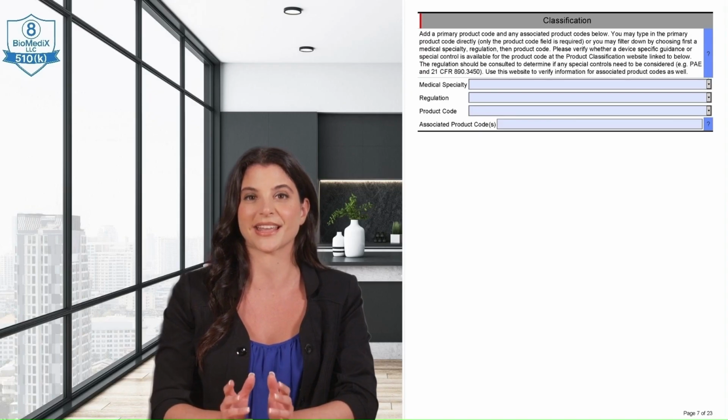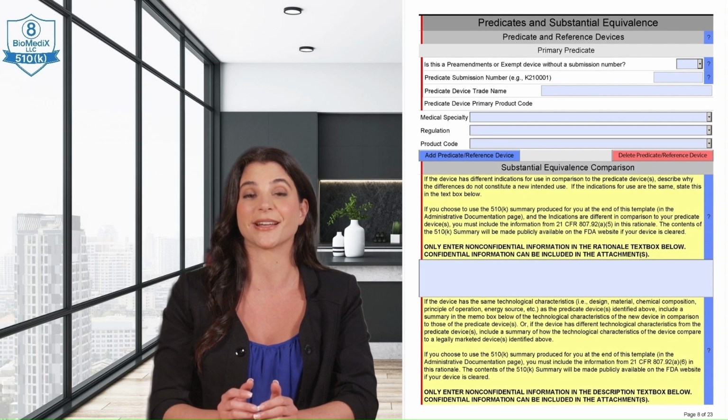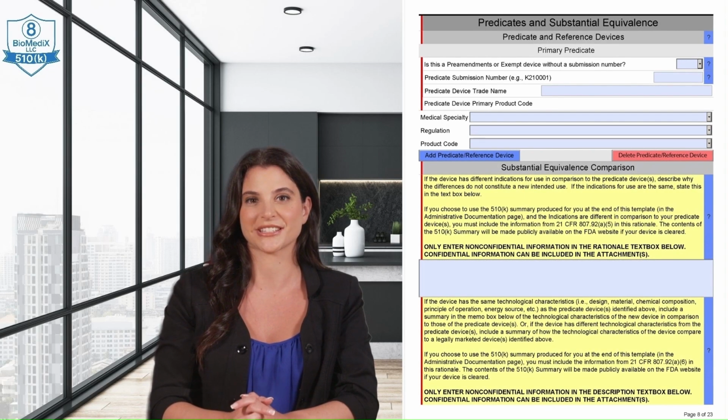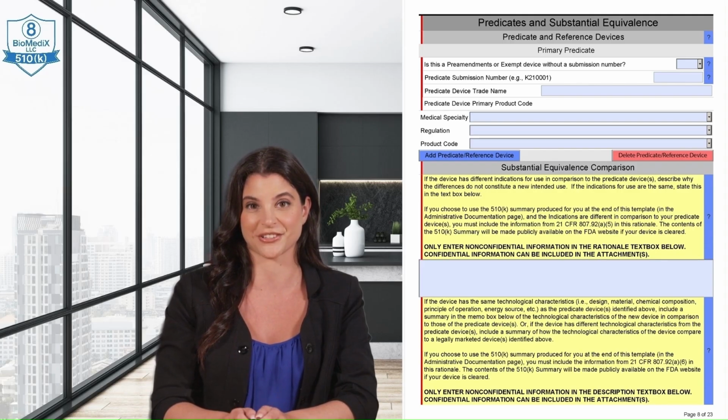Page 8, Predicate device, 510K only. On page 8, specifically for 510K submissions, you will list your primary predicate, including whether it is a pre-amendments or exempt device without a submission number, the predicate submission number, trade name, primary product code, medical specialty, regulation, and product code. You can also add additional predicate and reference devices.